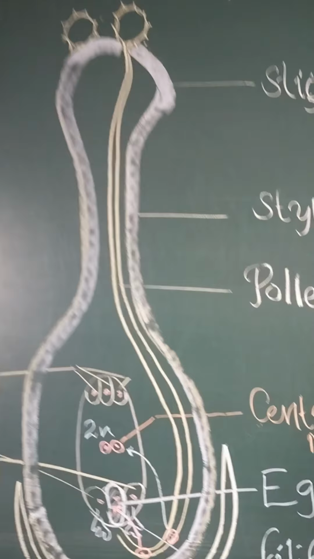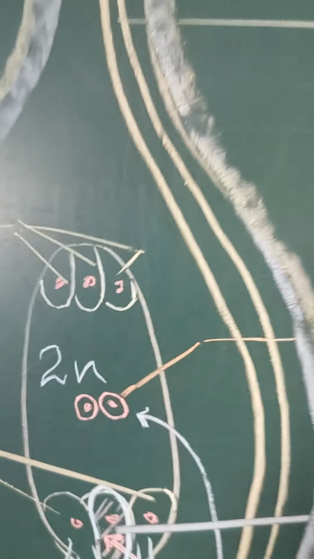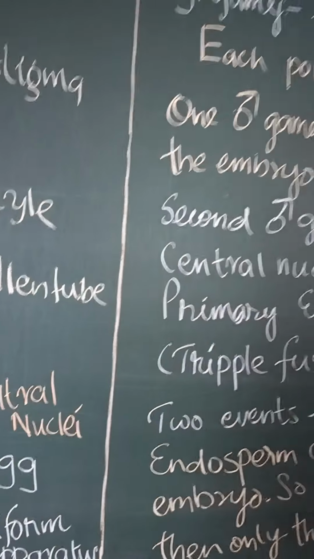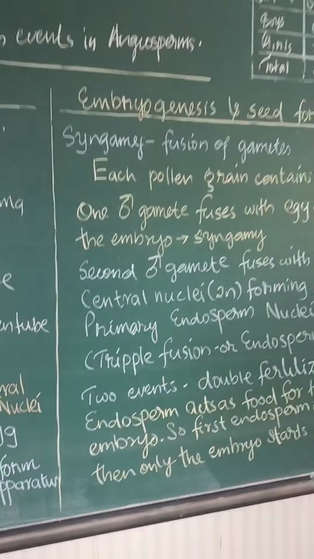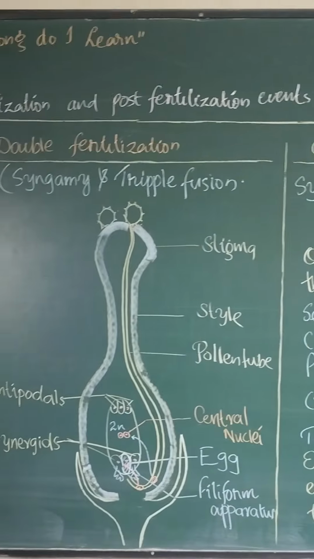You can see here one of the male gametes from the pollen tube is joining with the 2n number, forming 3n number, triple, three times. So that's why it's called triple fusion. So this will be discussed in detail in the classes.